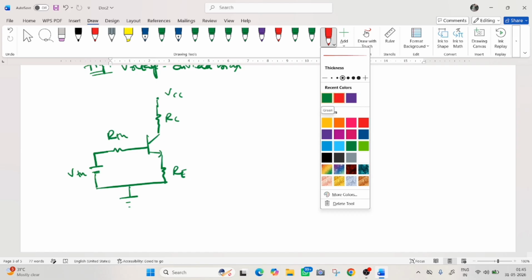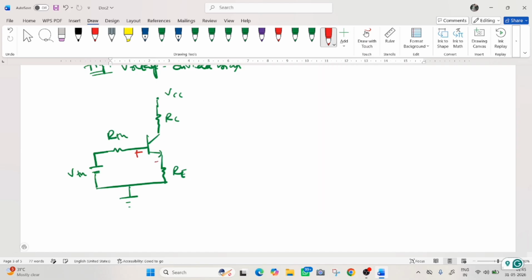Here, let me try to apply the KVL. By applying this KVL, we have V Thevenin. What is the voltage across this point? At this terminal, the current is IB, and at this terminal, the current is IE.